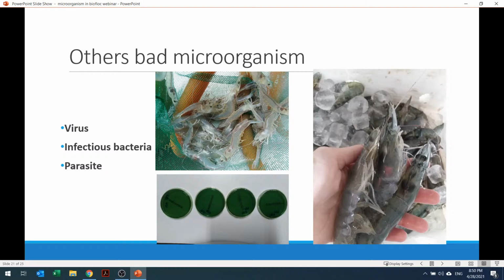Some other bad microorganisms are viruses, infectious bacteria and parasites. We usually send our sample to the lab for vibrio analysis using this TCBS plate, the green color picture over here. The lab analysis is done as a precaution to avoid infection to the other tanks or ponds. Usually if we find that our water sample from the tank has a high concentration of vibrio, we will have a quarantine procedure for that tank.